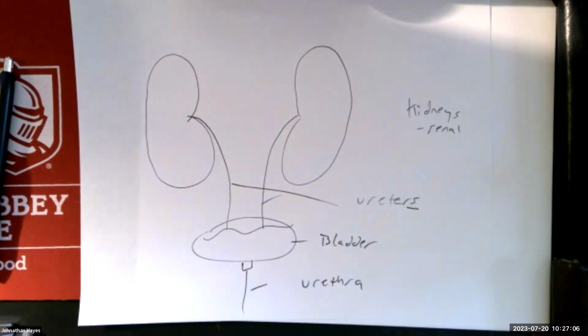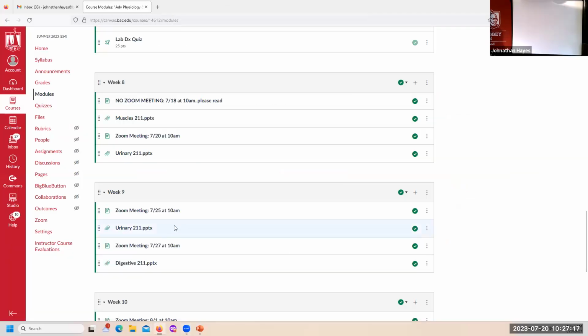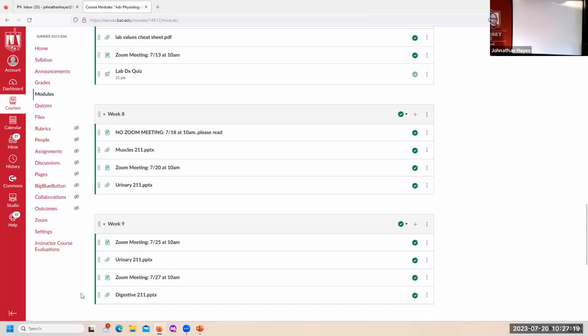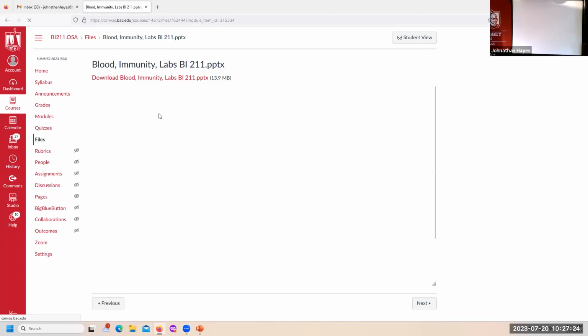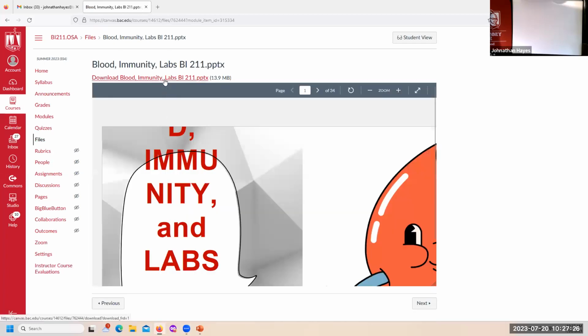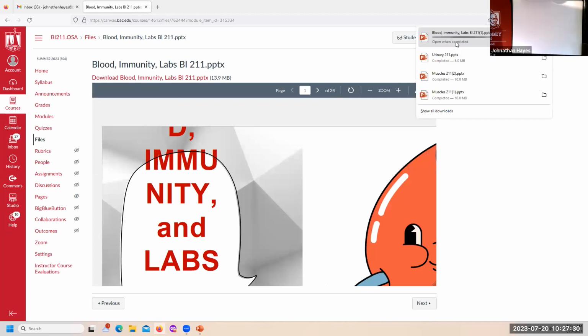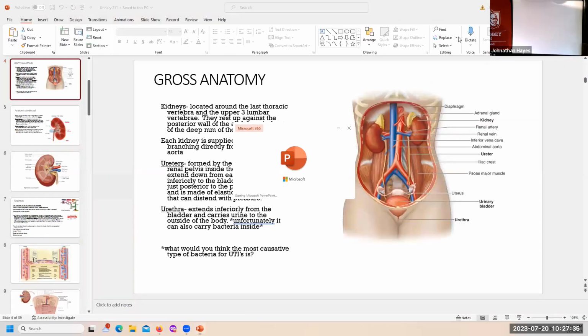Why do we care about the basics of anatomy? It's simple. If you have looked at your blood immunity in labs, let me see if I can find it real quick. Download this real quick. Again, I'm not shaming you if you haven't looked at your blood immunity in labs just yet.